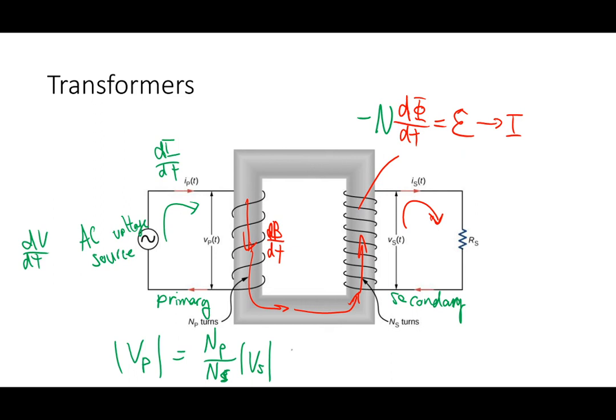And then the other relation to keep in mind is that, assuming an ideal transformer, we're going to say 100% of the power gets moved over. So you can relate the current as well. And really, that's all there is to transformers. So that's why we dump it in here, because it's so dang simple.